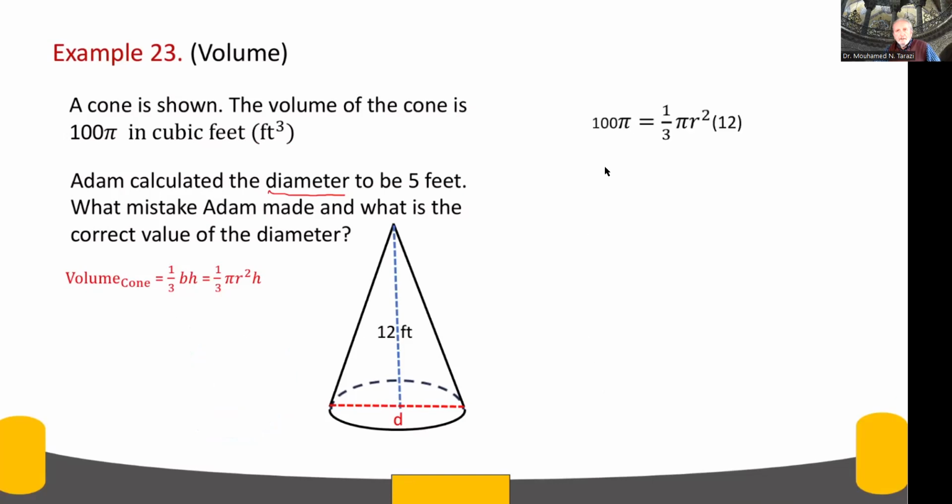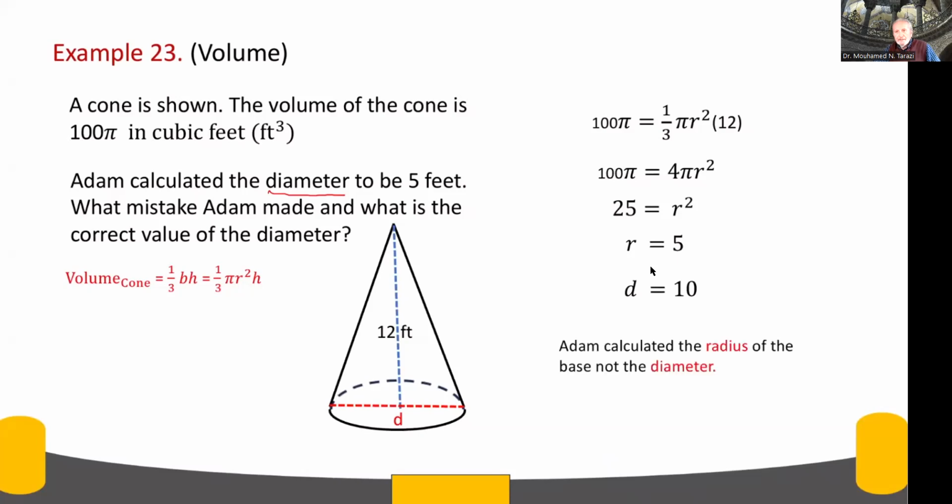So now, 100 pi is given. That's the volume, is equal to 1/3 pi r squared times the height, which is 12. 12 divided by 3 is 4. Simplify. You get 25 equals r squared. R is equal to 5. So the diameter is 10. So Adam calculated the radius of the base, not the diameter. Okay?